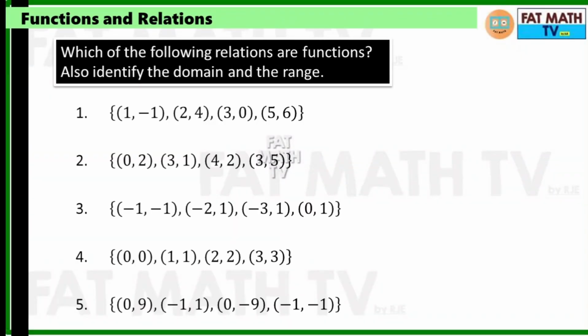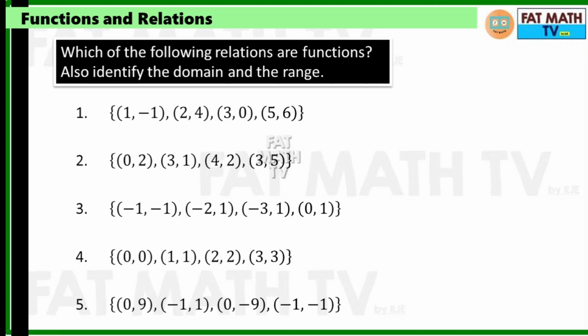Which of the following relations are functions? Also identify the domain and the range. So you have to check if each x value is paired only to one y value. If one x value is paired to 2 or more y values, then the given relation is not a function. And then for the domain, just identify the x values, the x coordinates of the ordered pairs. And for the range, you just identify the y coordinates of the ordered pairs and put them together in one set. Okay, let us answer.